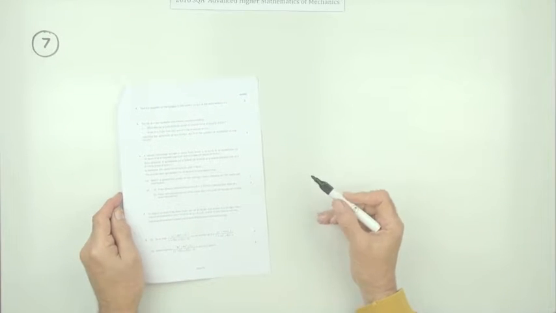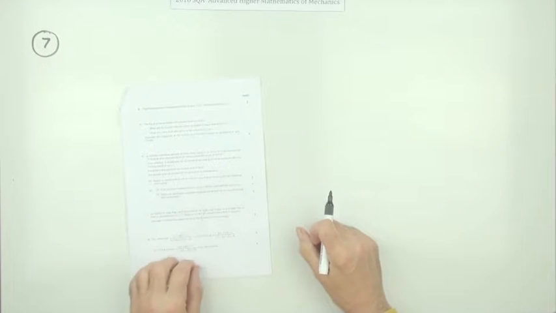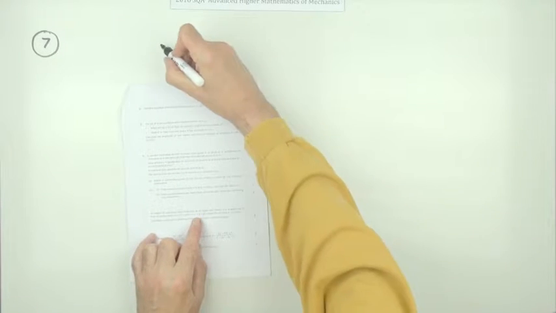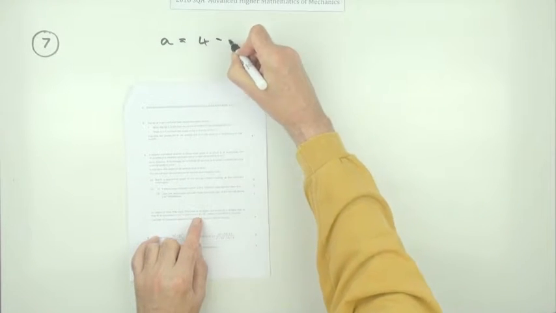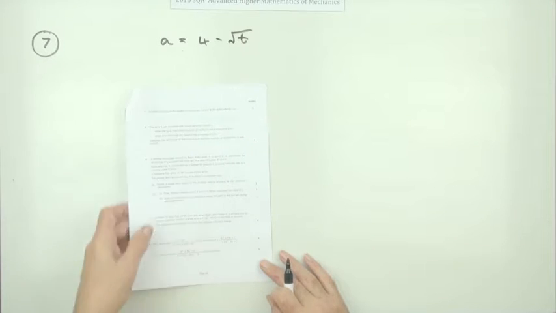An object of mass 9 kilograms starts from rest. Yeah, starts from rest, that's important. Moves in a straight line, linear motion, so its acceleration is given by this: a equals 4 minus root t. Calculate its maximum speed and hence the increase in kinetic energy.